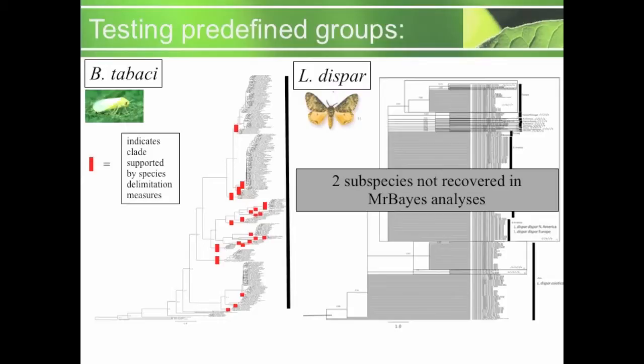On the left are the results for Bemisia tabaci, on the right are the results for Lymantria dispar. You'll see for Bemisia tabaci, the 24 predefined groups were all supported with our species delimitation measures, whereas on the right, Lymantria dispar resulted in an unresolved phylogeny, and we were unable to test the two subspecies.